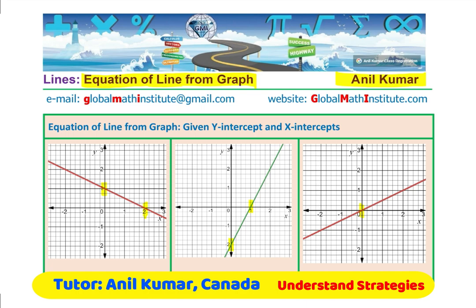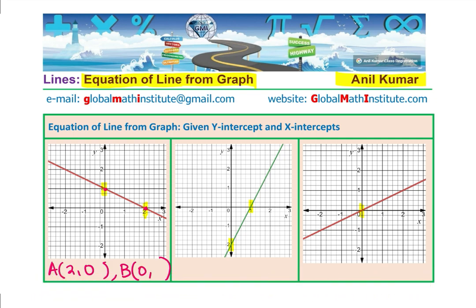So first step is identify the points, right? So first step is get your points. What is point A? And what is point B? So let's do that. In this particular case, we can say one of the points is 2, 0, the x-intercept. The other one, the y-intercept, is 0, 1. So we have identified the points.